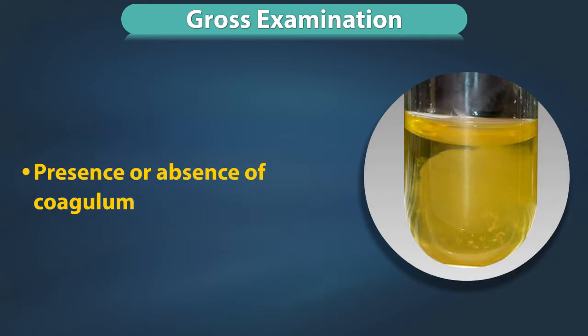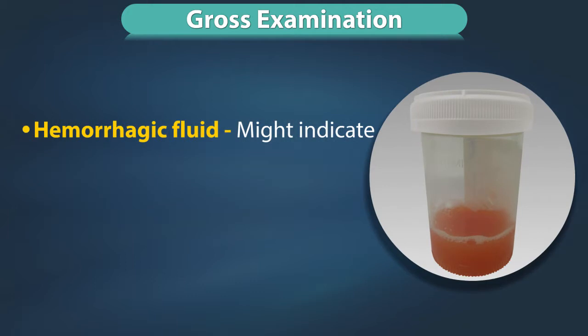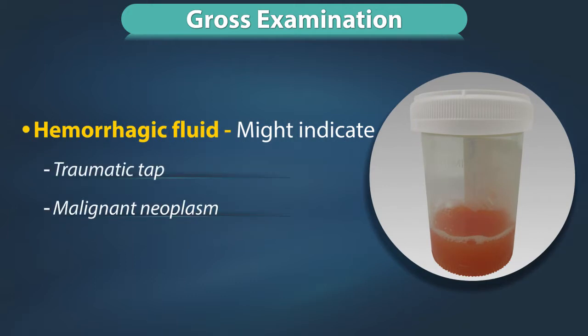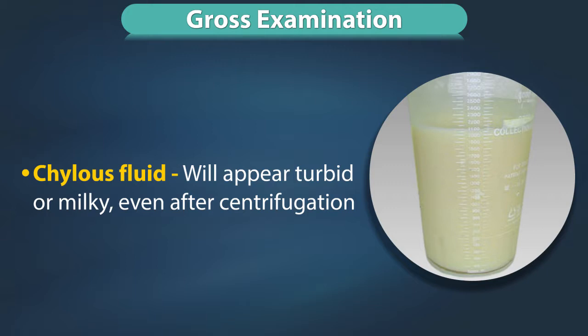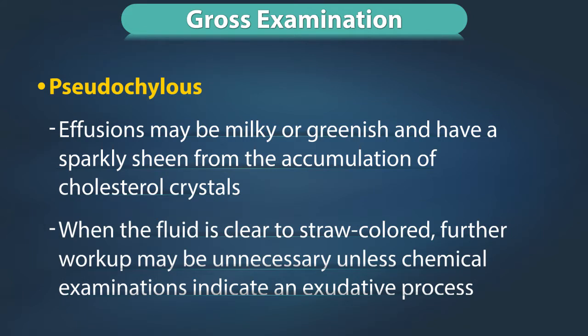Presence or absence of coagulum. Cloudy or purulent fluid is most often associated with an inflammatory process. Hemorrhagic fluid might indicate a traumatic tap, malignant neoplasm, infarction, or trauma. A chylous fluid will appear turbid or milky even after centrifugation. Pseudochylous effusions may be milky or greenish and have a sparkly sheen from the accumulation of cholesterol crystals. Conversely, when the fluid is clear to straw-colored, further workup may be unnecessary unless chemical examination indicates an exudative process.